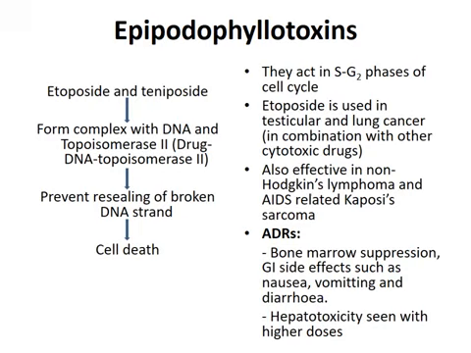Epipodophyllotoxins. They act in the S, G2 phases of cell cycle. Etoposide is used in testicular and lung cancer in combination with other cytotoxic drugs. It's also effective in non-Hodgkin's lymphoma and AIDS-related Kaposi's sarcoma. Adverse drug reactions include bone marrow suppression, GI side effects such as nausea, vomiting and diarrhea. Hepatotoxicity is seen with higher doses.